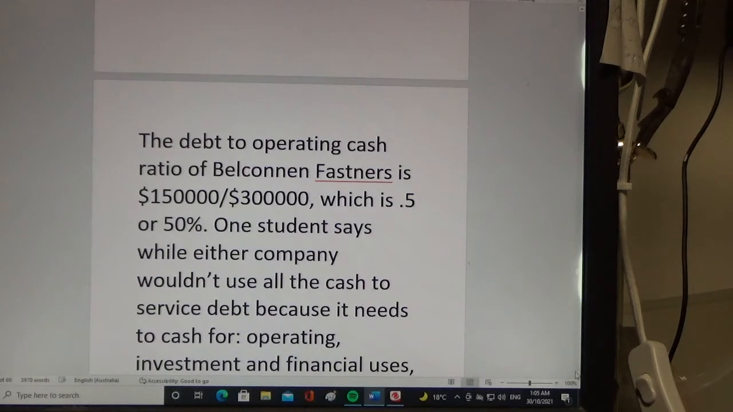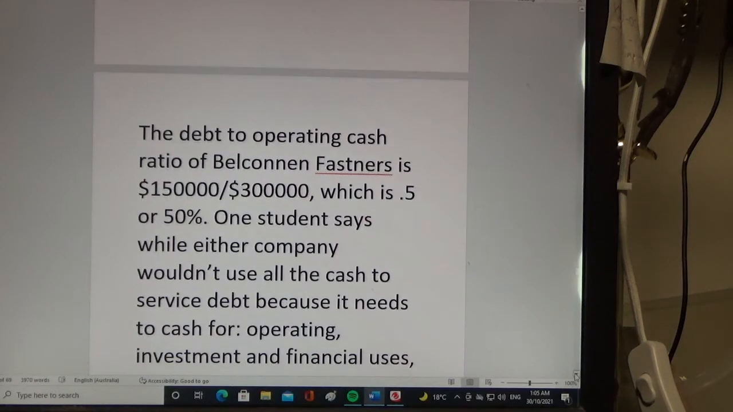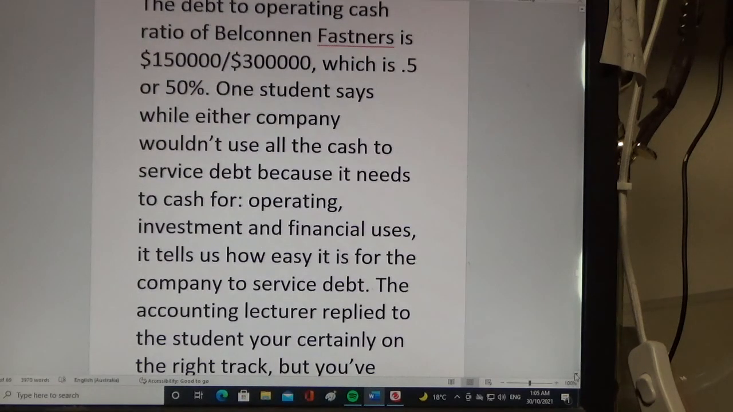One student says, while either company wouldn't use all the cash to service debt because it needs the cash for operating, investment and financial uses. So you're not just going to use all your cash to service the debt in one day. You'll need that cash for other uses. You will pay off the debt over time.